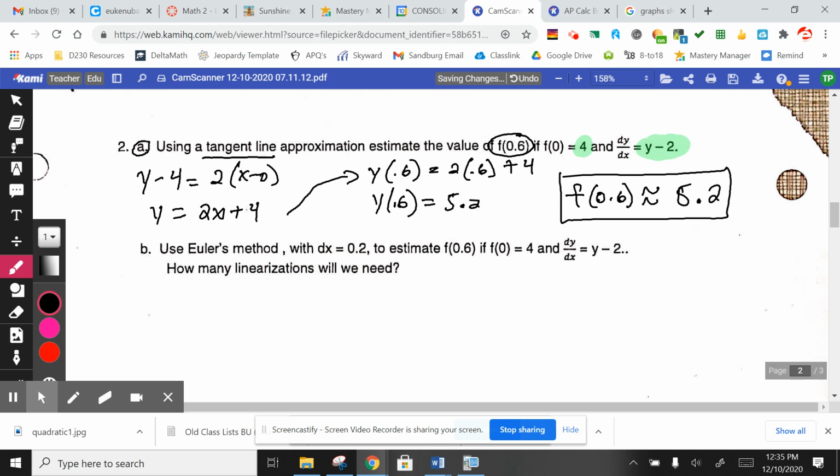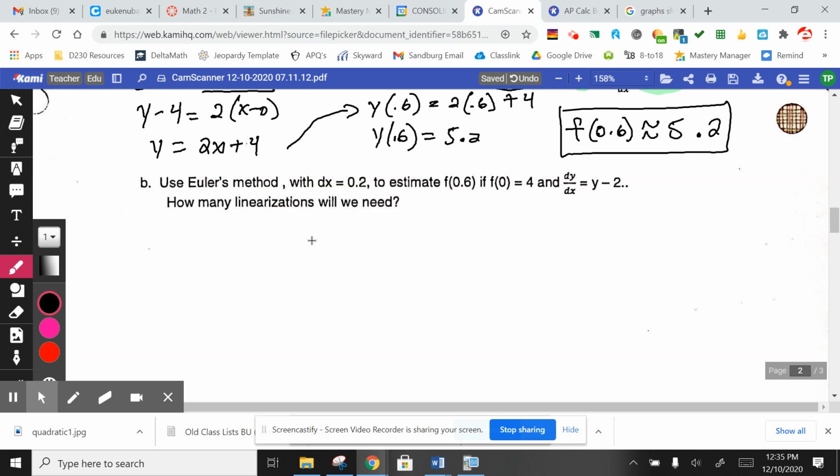So the theory behind this is a line tangent is a nice way to approximate it, but Euler's method is a better way to approximate it. It keeps us closer to the curve for a longer period of time. So now when we go to B, we better get a value similar to this. It's just a different way of approximating it.